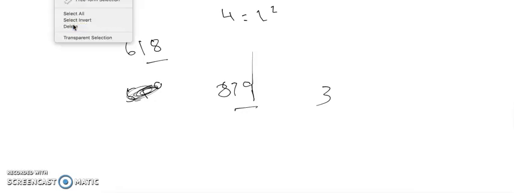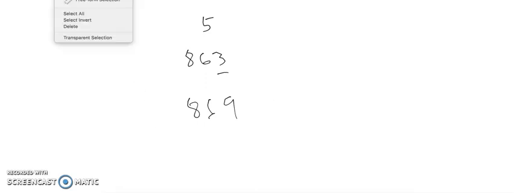Now, dividing by 5. The proof for this is fairly simple. Just look at the last digit. So like if it's 863, 3 has a remainder of 3. And if it was above 5, you had 869 maybe, 9 divided by 5 has a remainder of 4. Okay, now moving on to 8.